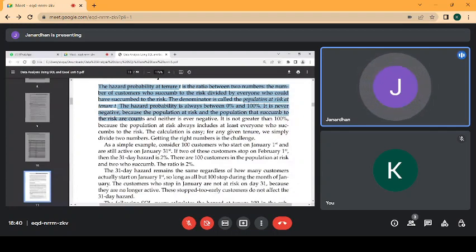The calculation is easy for any given tenure. We simply divide two numbers. Getting the right numbers is the challenge. As a simple example, consider 100 customers who start January 1st and are active on January 31st. If two of these customers stop on February 1st, then the 31-day hazard is 2%. If there are 100 customers in the population at risk and two who come to the risk, the ratio is 2%.